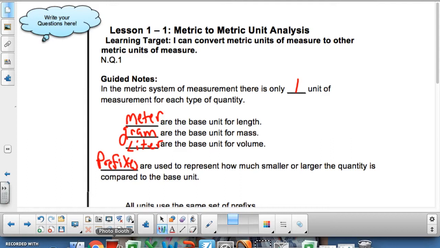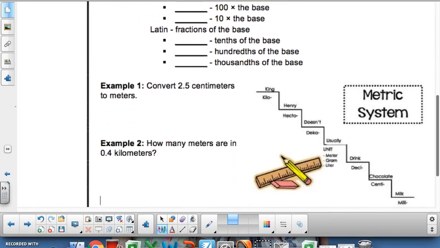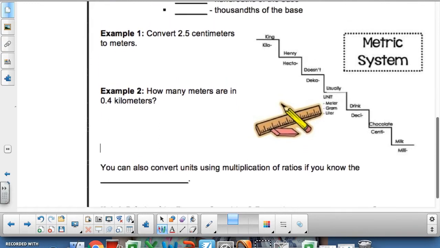So a meter is the base length, but if you have something that's really, really tiny, then you don't want to use a meter because you're going to have a small fraction or decimal. So that's where we use these prefixes. You've probably seen this before, but let's go ahead and look at what some of these commonly used prefixes are.